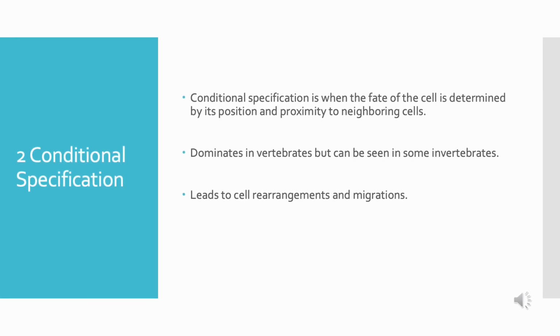The second type of specification is conditional specification, and this is when the fate of the cell is determined by its position and proximity to neighboring cells. This will dominate in vertebrates, but can be seen in some invertebrates, and this is what will ultimately lead to cell rearrangements and migrations.